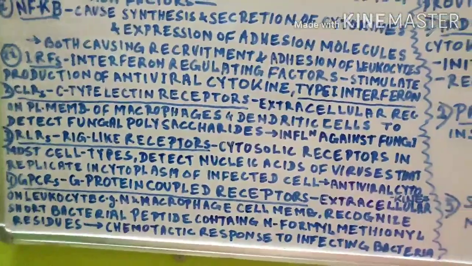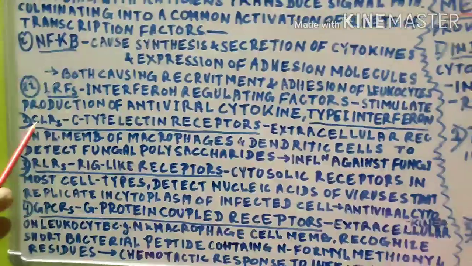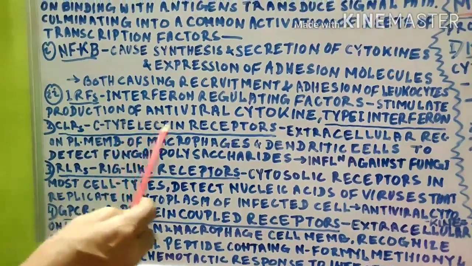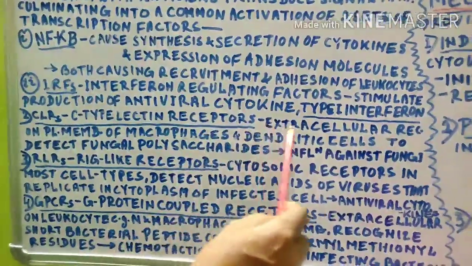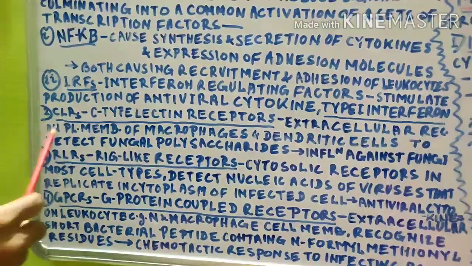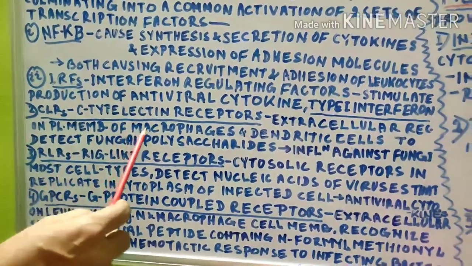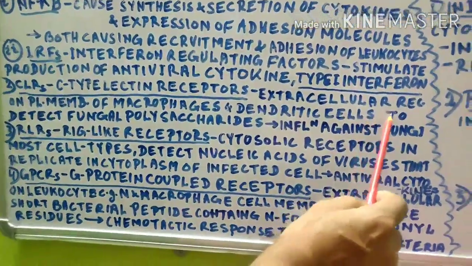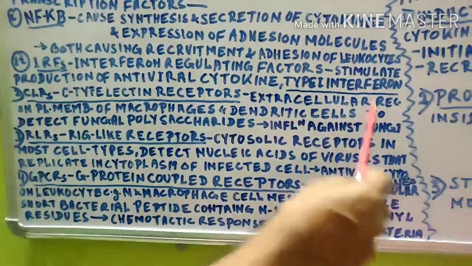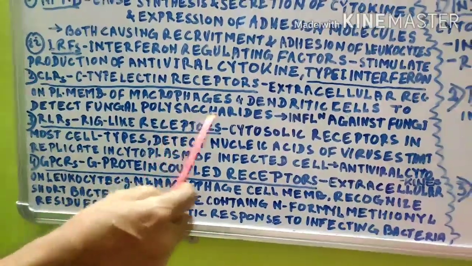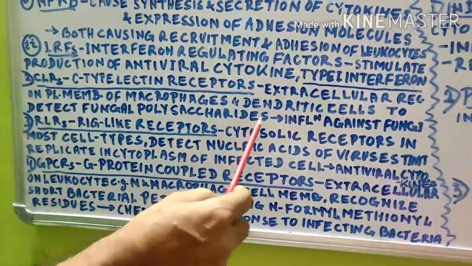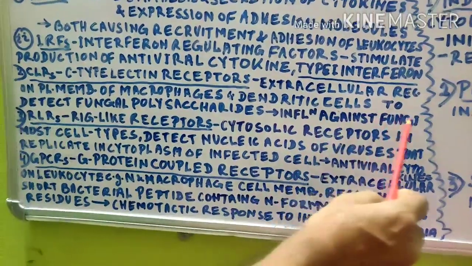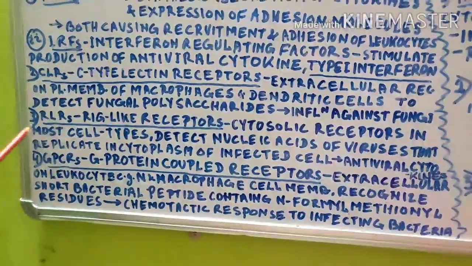Now come to another type of receptor, which is known as CLRs, meaning C-type lectin receptors. These are extracellular receptors present on the plasma membrane of macrophages and dendritic cells, about which you have been told earlier. They detect fungal polysaccharides, and after interaction it results in inflammation against the fungi.